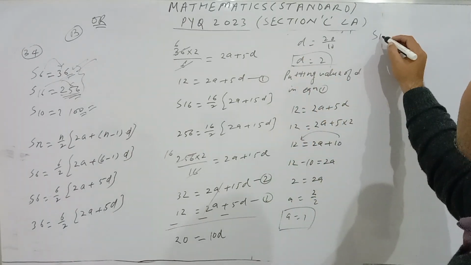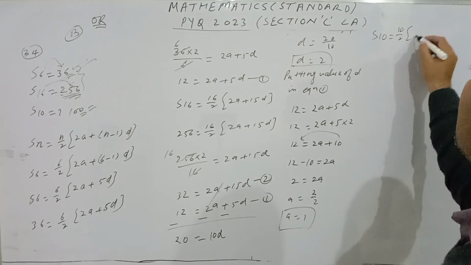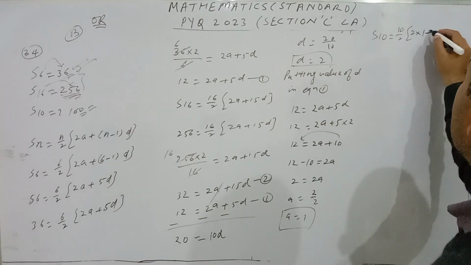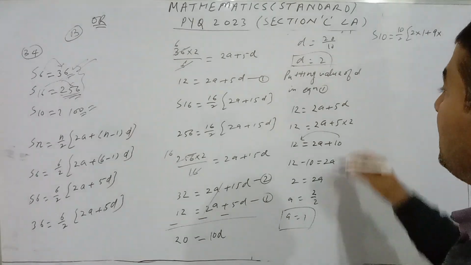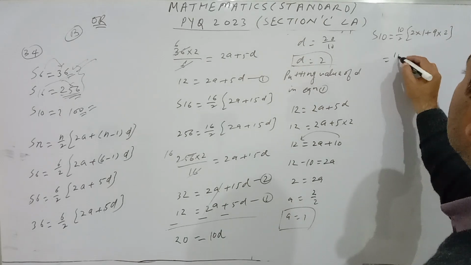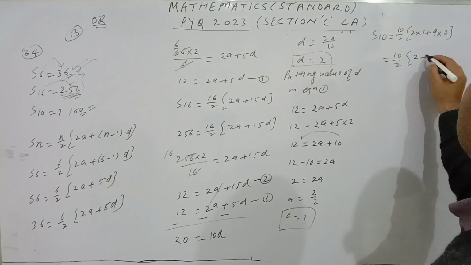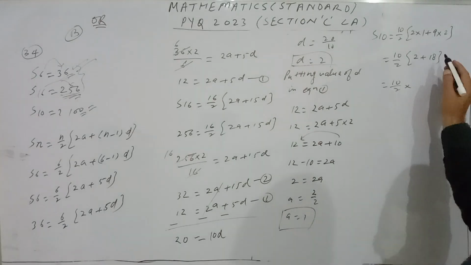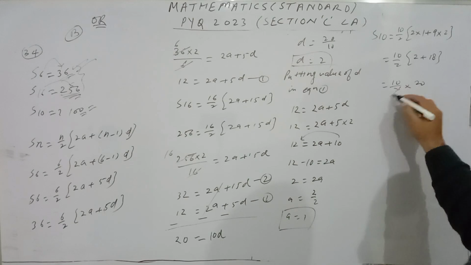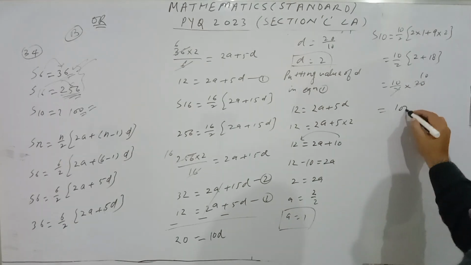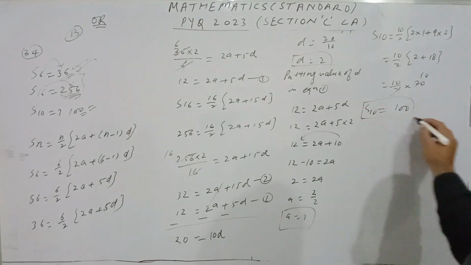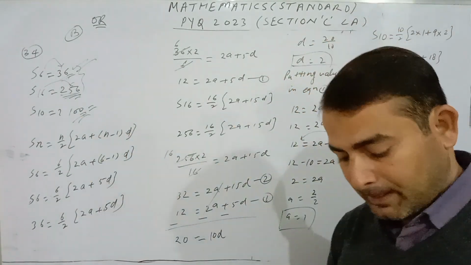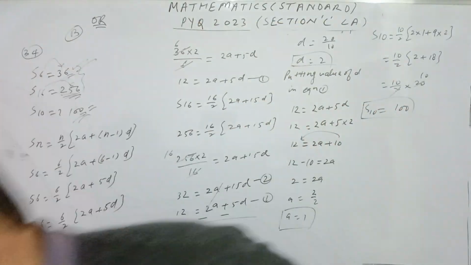Now we will find S10, which equals 10 by 2 into 2 into a, which is 1, plus 9 into d, which is 2. So 10 by 2 into 2 ones are 2 plus 9 twos are 18, so 10 by 2 into 20. 2 tens are 20 and 10 tens are 100. So S10 equals 100, as we had already said the value of S10 will be 100. Okay, this was a good question.